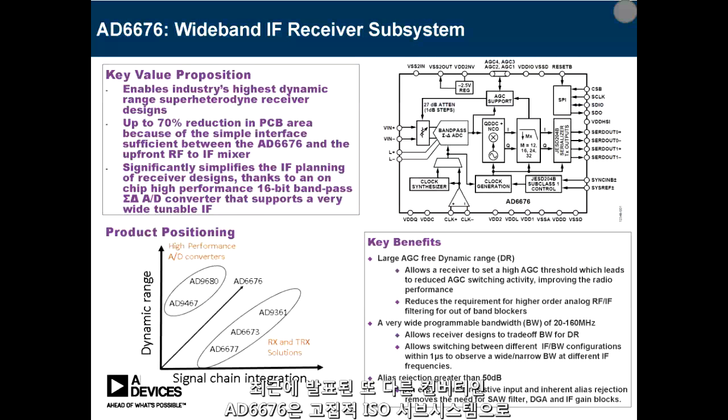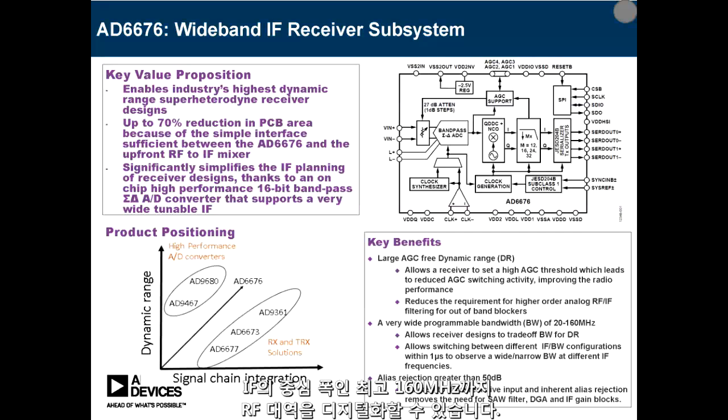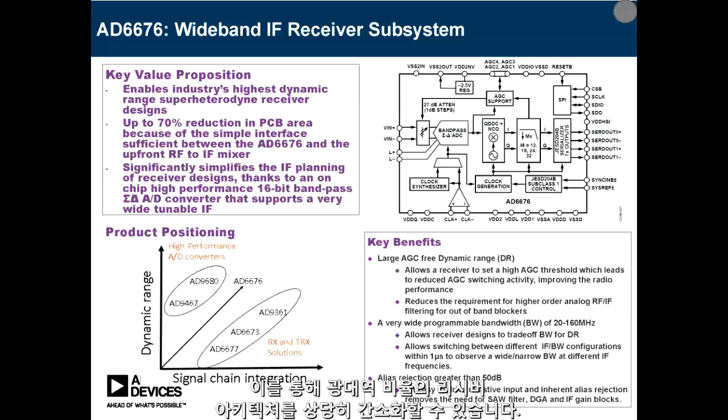Another recently released converter, the AD6676, is a highly integrated IF subsystem that can digitize RF bands up to 160 megahertz in width, centered on an intermediate frequency, or IF, of 70 megahertz to 450 megahertz. Unlike traditional Nyquist IF sampling ADCs, the AD6676 relies on a tunable bandpass sigma delta ADC with a high oversampling ratio to eliminate the need for specific IF SAW filters and gain stages. This results in a significant simplification of wideband radio receiver architecture.